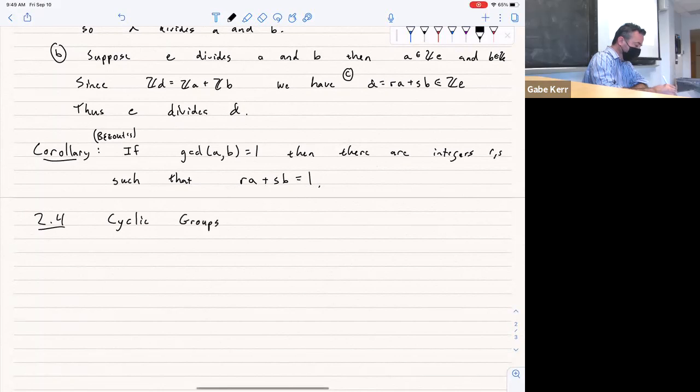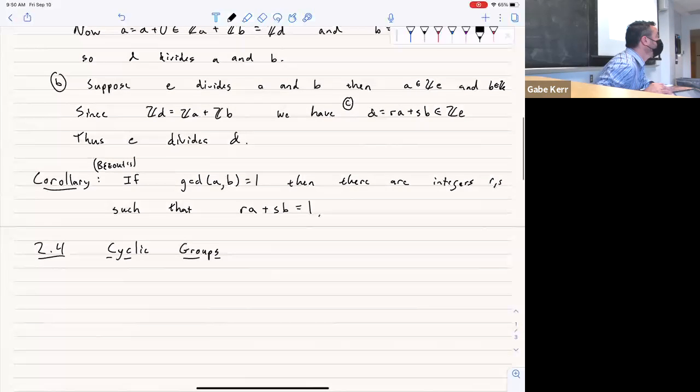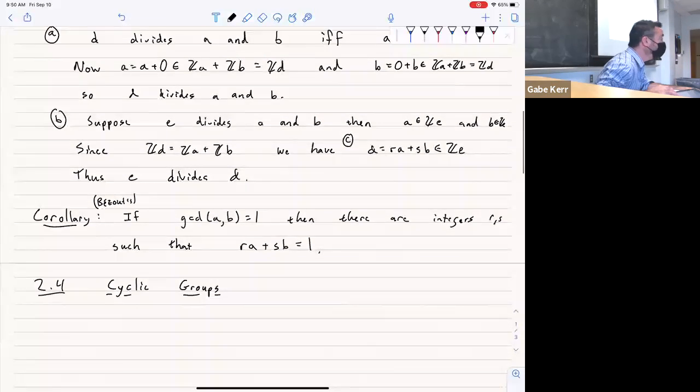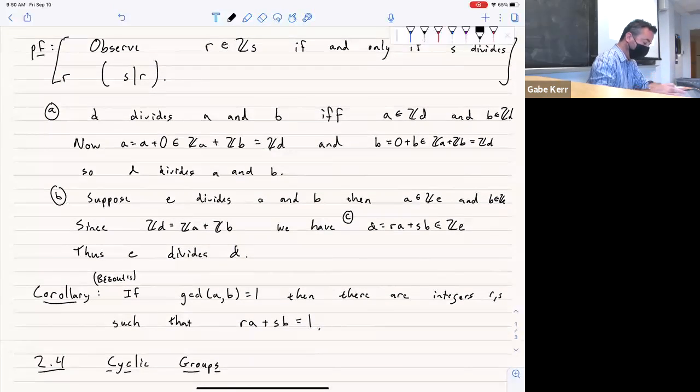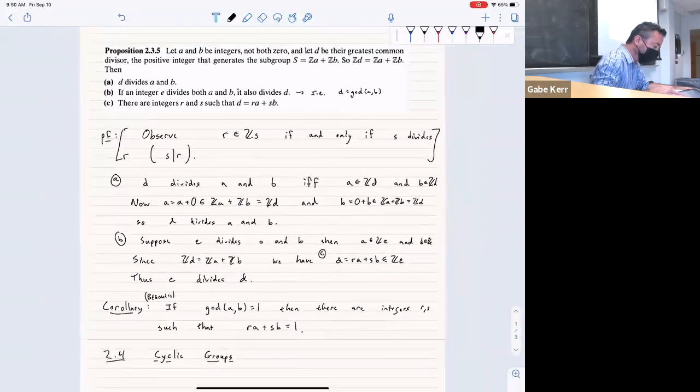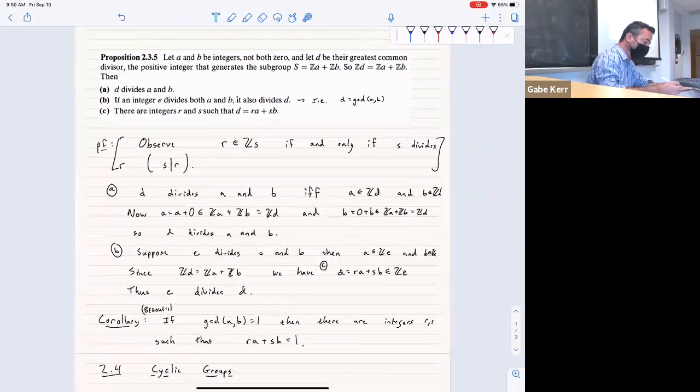So what is a cyclic group? Yeah, sorry, please. What did you need? This corollary. Yes, corollary. So it's just part C. Thank you for asking. It's just part C where D is 1.